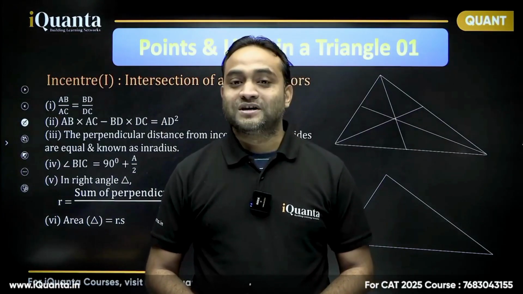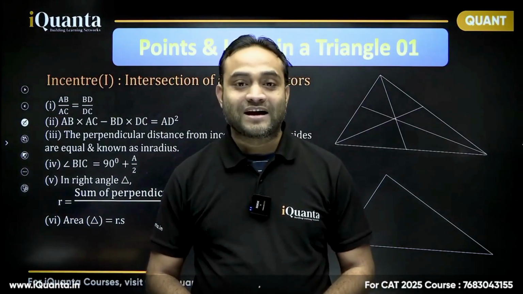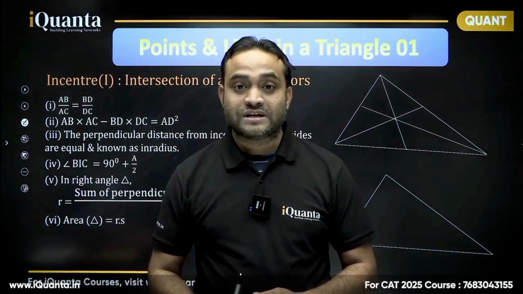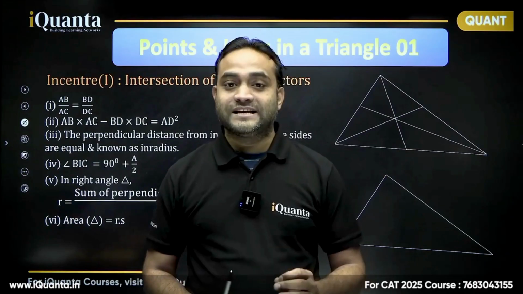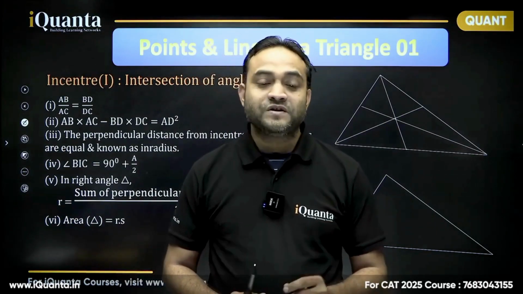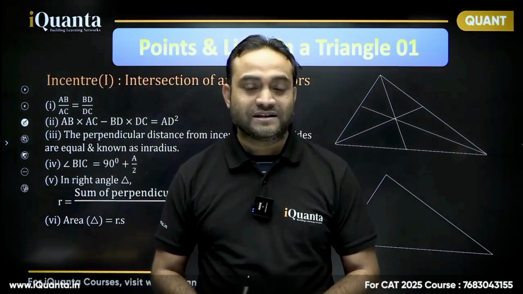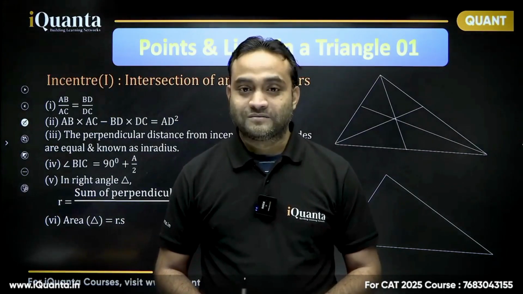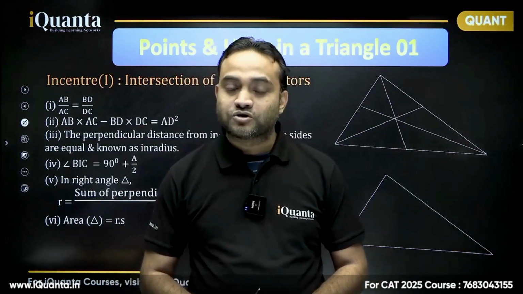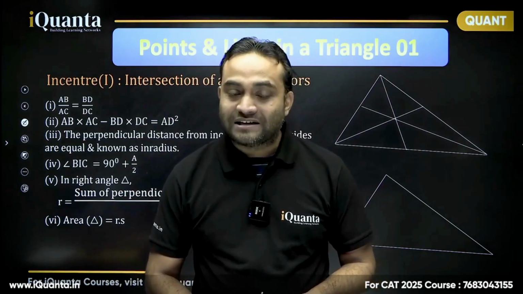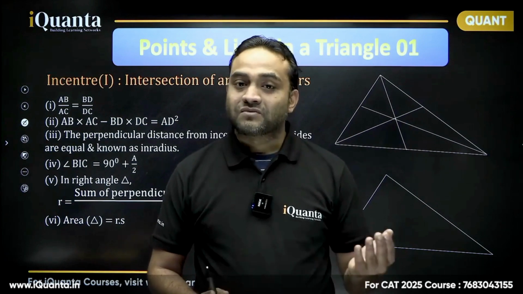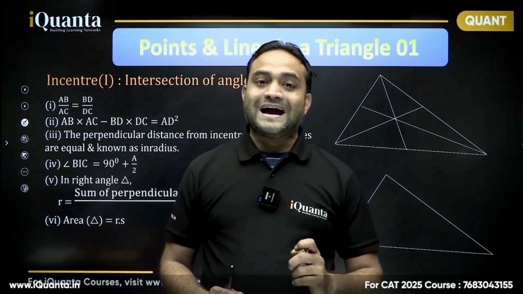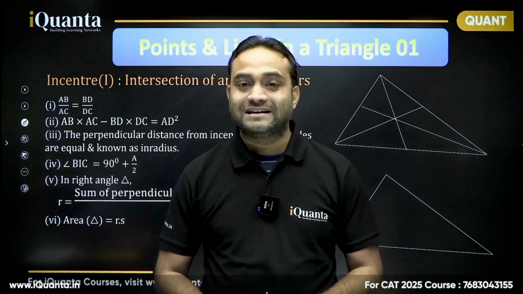Today we are going to learn about points and lines in a triangle. If you have not watched these type of videos, then let me tell you, we have started a series, Geometry for CAT, which is going to help all the CAT aspirants having their basics strong in geometry. So we have already done videos on properties of triangles, lines and angles, and types of triangles. Now we are going to continue with different kind of points and lines in a triangle.